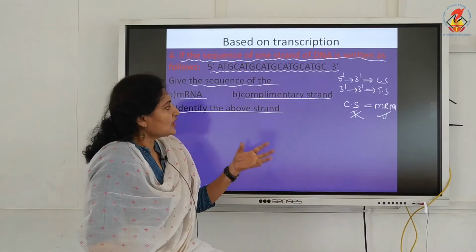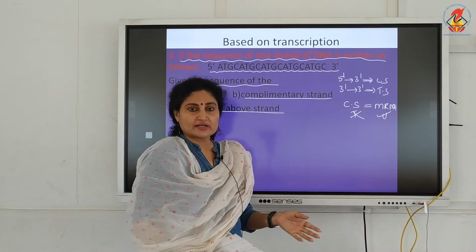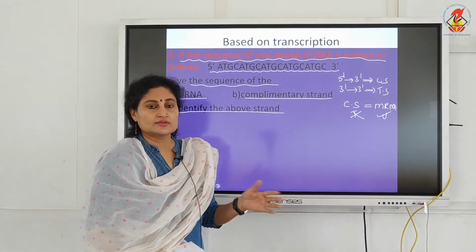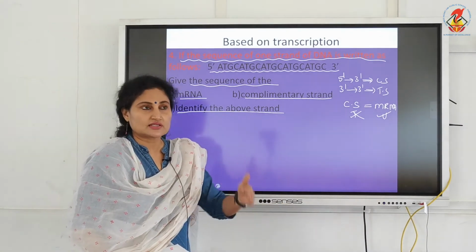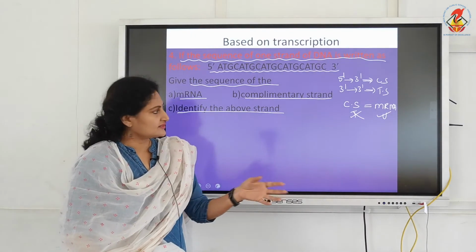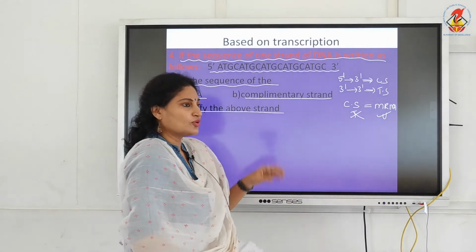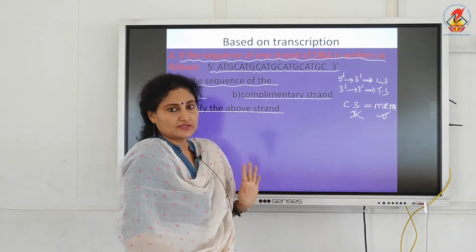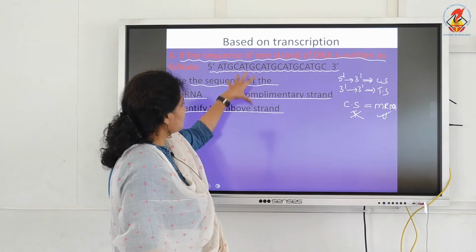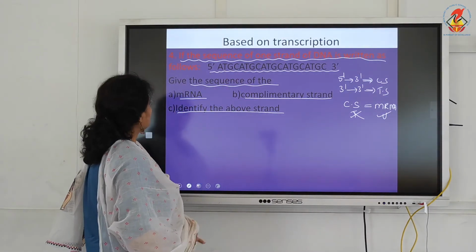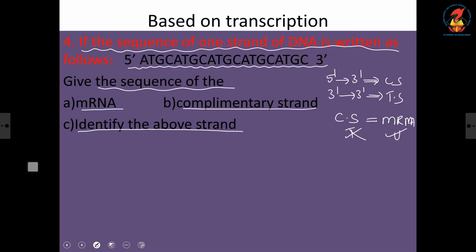So they give you a coding strand and they ask you to find the mRNA. You need not track the process of protein synthesis, transcription, translation. Just remember, coding strand is exactly similar to the mRNA, only thing that T should be replaced by U. So having this in mind, you can work this problem. So now we have identified the strand that is given in the question paper, it's running in the 5 prime 3 prime direction. So the strand is a coding strand.